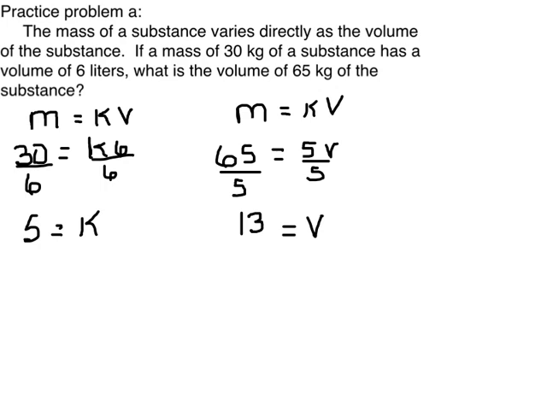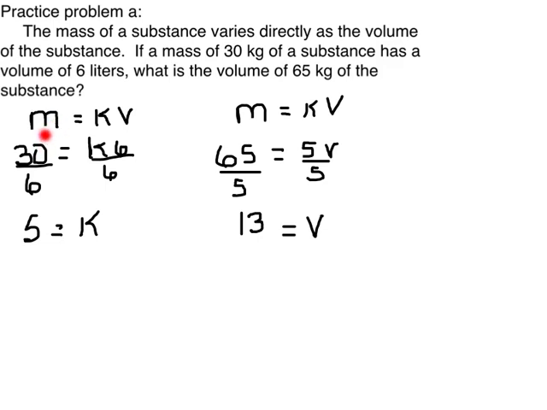Okay, so let's do our practice problems, and this is A. I've already worked it out, but we're going to talk through it. The mass of a substance varies directly, okay, that tells you it's going to be a multiplication setup, as the volume of the substance. If a mass of 30 kilograms of a substance has a volume of 6 liters, then what is the volume of 65 kilograms of the substance?